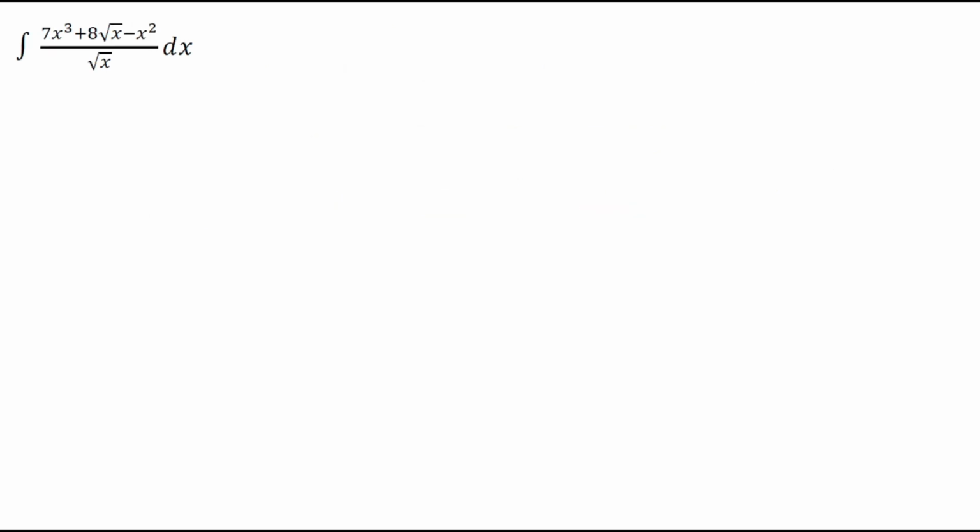We'll use our same process as the last one here. On this one, we'll just divide everything by x to the 1/2. So 7x cubed divided by x to the 1/2 should be 7x to the 5/2. So we'll do that before we integrate. The 8x to the 1/2 over x to the 1/2 will just be plus 8. And then a minus x squared over x to the 1/2 will be a minus x to the 3/2.